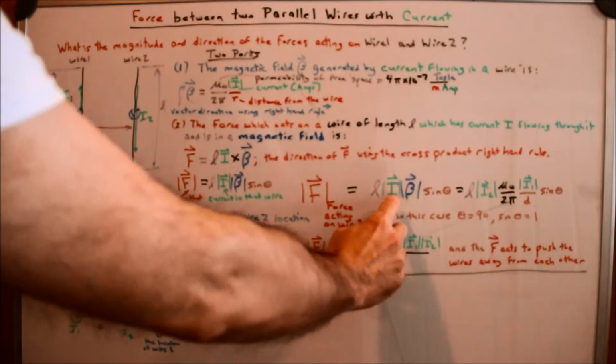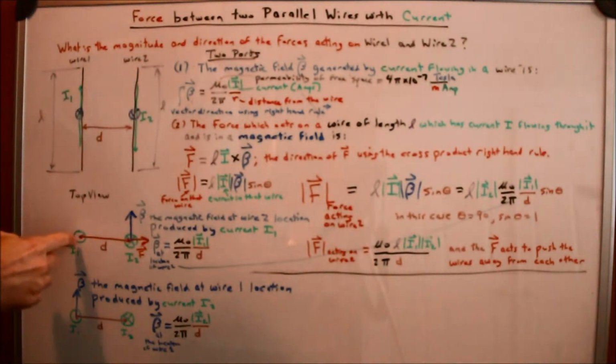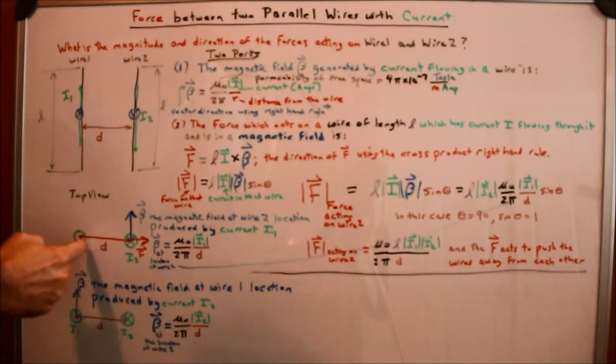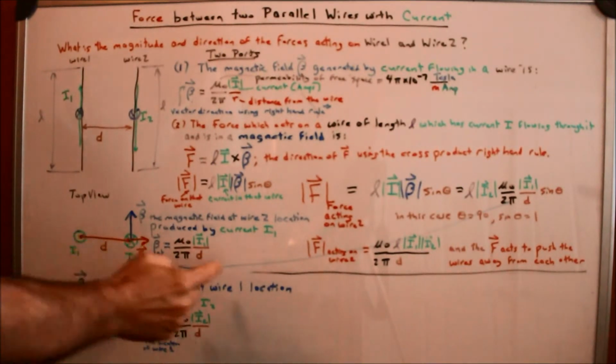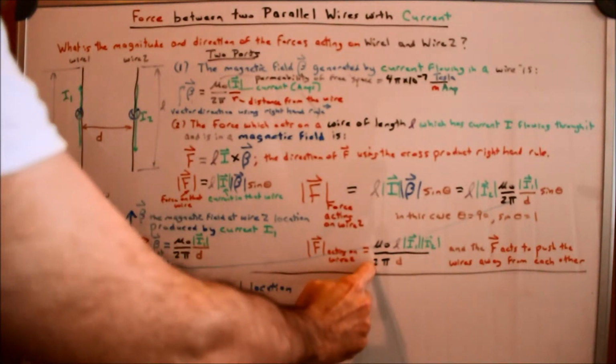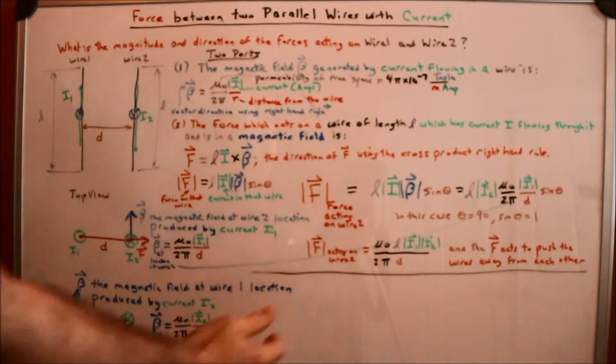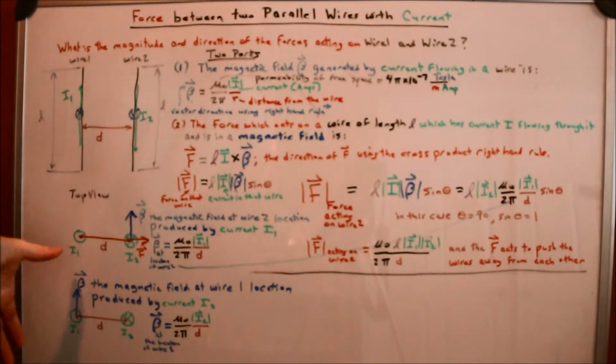If I rearrange those terms, it depends on both the current in the wire generating the magnetic field, this one, and the magnitude of the current through itself, all divided by 2 pi times the distance. The farther the wires get apart, the less force would be acting. And so now you can solve for the second: what's the force acting on the first wire.